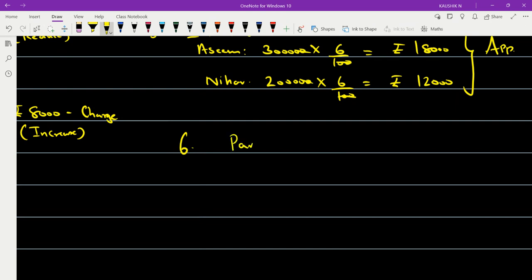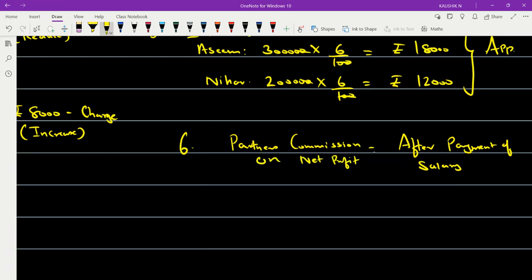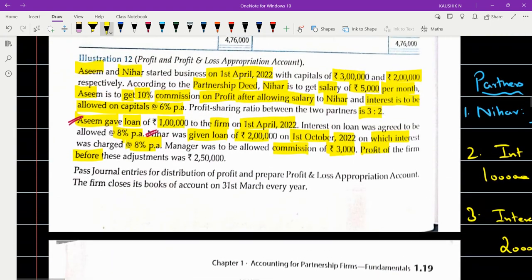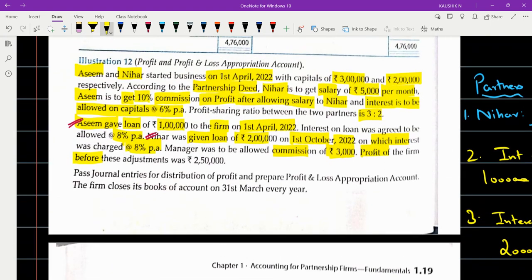Partners commission is after payment of salary. So partners commission is on net profit, but how is it to be? It is to be after the payment of salary. Now the one important thing given in the question is, what is the net profit for the year?